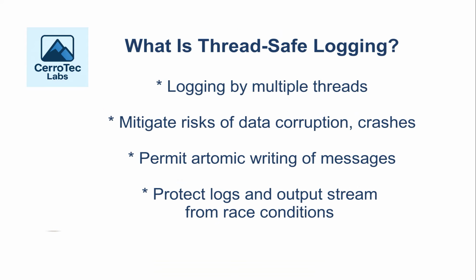Thread-safe logging means a logging system that can be used safely by multiple threads at the same time without causing data corruption, mixed log messages, or crashes. When several threads in a program try to write logs simultaneously, problems can occur if the logging mechanism isn't protected. Each log message must be written to the log atomically, that is, as a single unit. Messages must not be mixed together.